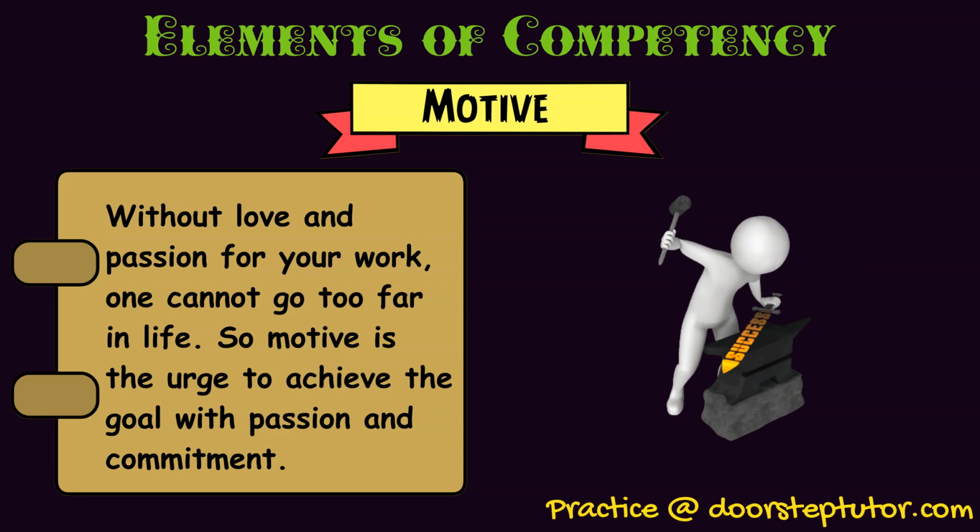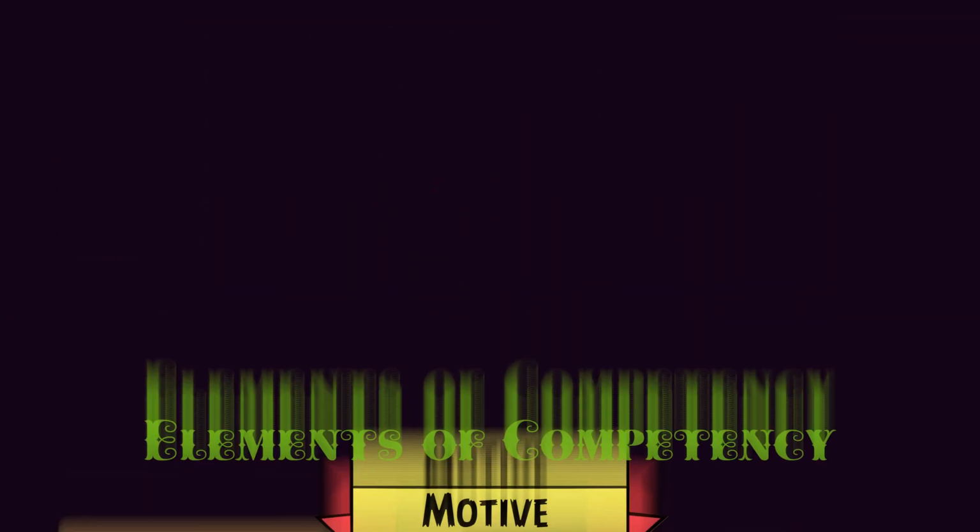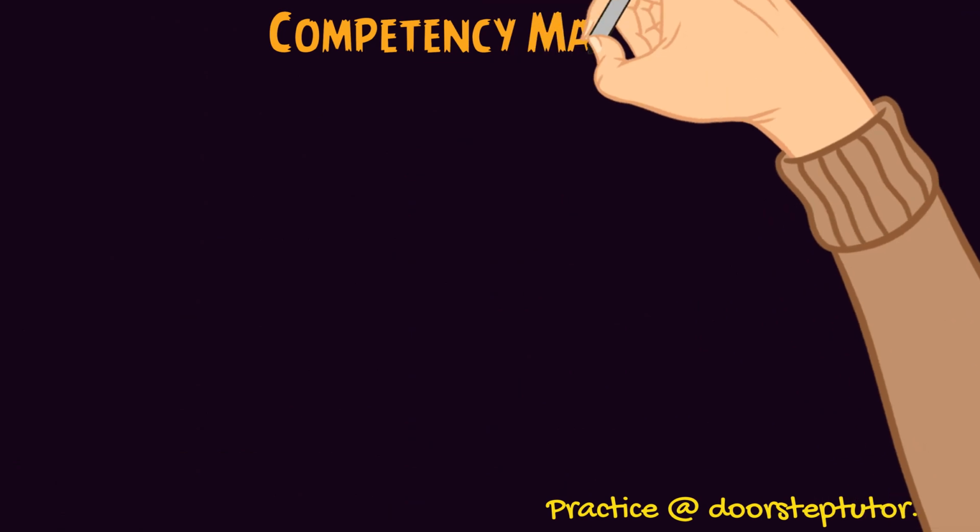So please make sure that you know what you have to do in life. You have to understand the purpose of life, and only then do that work and go ahead with that task, right? So motive is the urge to achieve the goal with passion and commitment. Very right. Now let us discuss competency mapping.